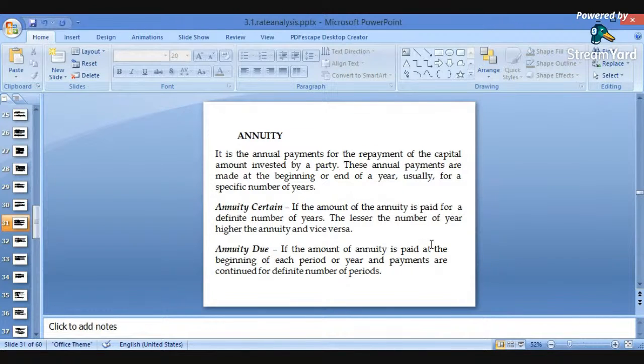It is inversely proportional. Annuity due is nothing but when the amount of annuity is paid at the beginning of each period or year, and payments are continued for a definite number of periods.